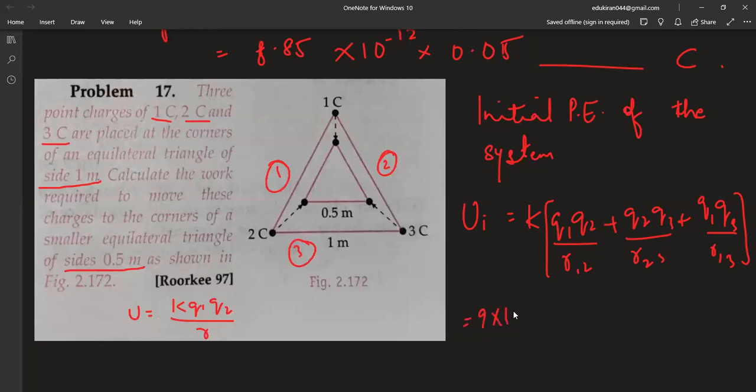For K, it's 9 into 10 to the power 9. 1 into 2. Separation is 1. This is also 1 meter. This is also 1 meter. I'll give you sufficient time to note down the question and the solution. Just understand and listen carefully.